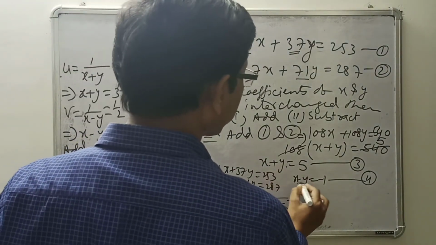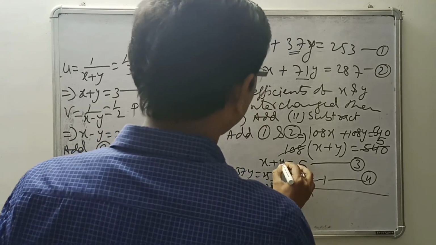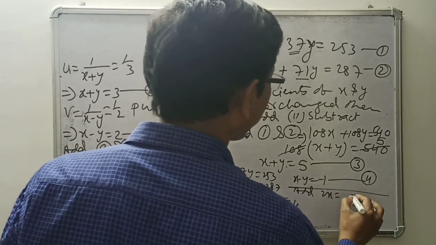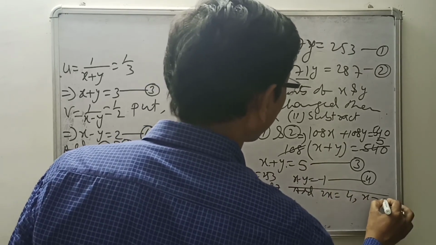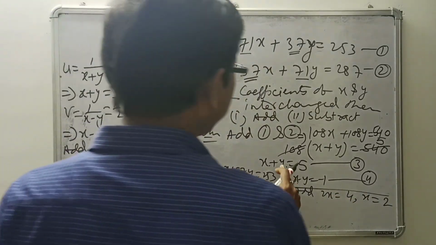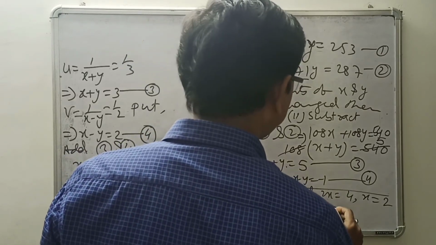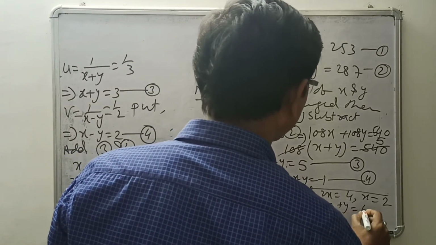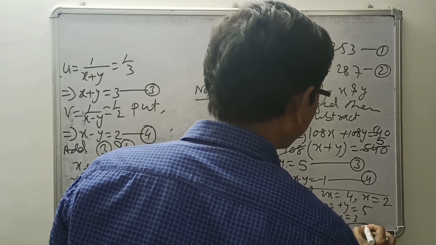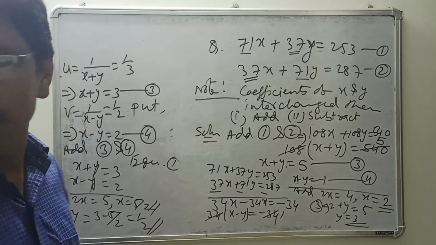Simply see x plus y and x minus y. If you add these two equations, plus y and minus y will be cancelled. Ultimately you get 2x equal to 5 minus 1, 4, or x equal to 2. After getting x equal to 2, put it in equation 3: 2 plus y is equal to 5. So ultimately y equal to 3. So y equal to 3 and x equal to 2 is the solution of the equations.